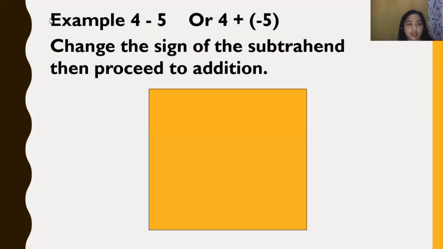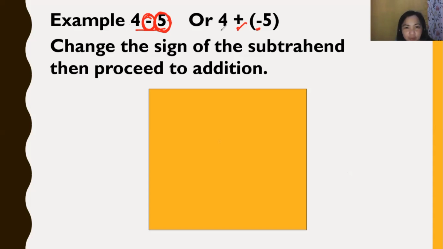Now, example, let's subtract 4 minus 5. So, 4 minus 5, pwede nating i-rewrite siya. Yung subtraction, we can rewrite this into addition. Paano yon? Change the sign of the subtrahend. So, ito yung subtrahend natin, which is positive 5, naging negative 5. And then proceed to addition. Yung ating subtraction symbol, naging addition na siya. So, 4 minus 5 is the same with 4 plus negative 5.